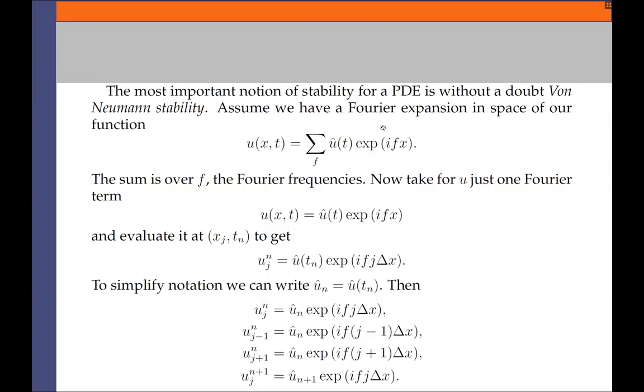Assume we have a Fourier expansion in space. This is the Fourier expansion given, where the sum is over the Fourier frequencies. Now take for u just one Fourier term: u(x,t) equals u(t) exponent of i f x, and evaluate it at x_j and t_n to get u_j^n equals u^n exponent of i f j delta x. To simplify notation, we can write u^n equals u(t_n). Then these are the general terms: u_{j-1}, u_{j+1}, u^{n+1}. These are the general stability terms.